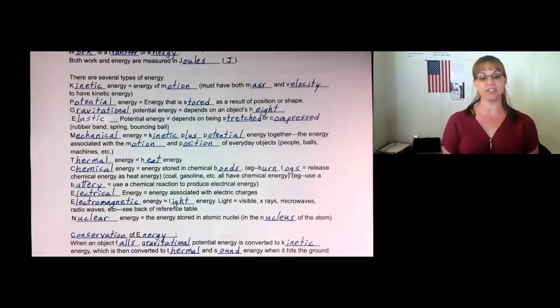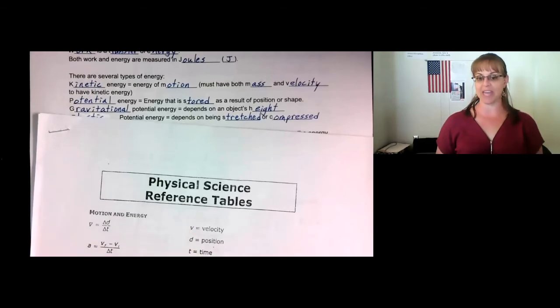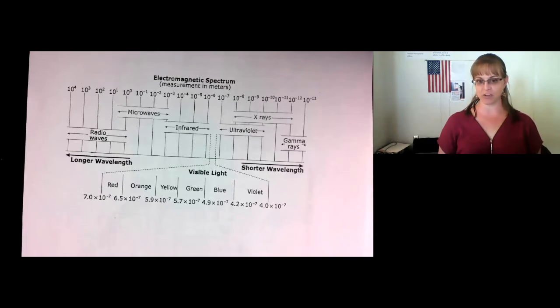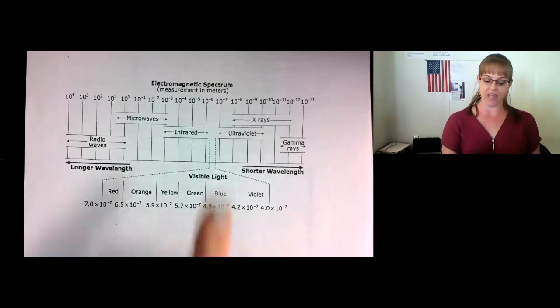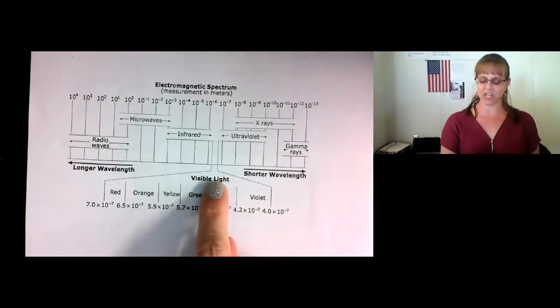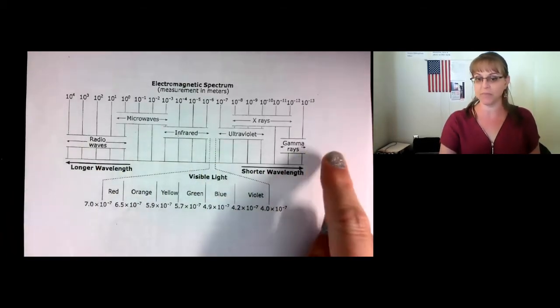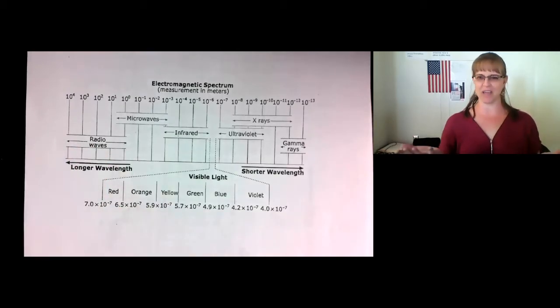Electrical energy is also another type of energy that is associated with electric charges. Electromagnetic energy is another word for light. In case you have trouble remembering that term, look on the back page of your reference table. Here is the electromagnetic spectrum, the light spectrum. These are all types of light. You are used to dealing with visible light, but look, it's only a small portion of the entire spectrum of light.